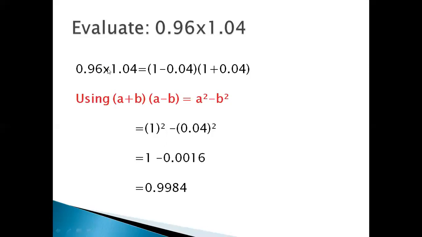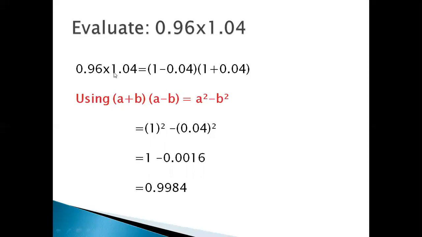Now we have two numbers here. Previously, we had only one number and we had to break that number. We have two numbers here, so we will break both of them in this format, a plus b, a minus b. For that, take the biggest number first. Always break the first, biggest number, and then break the smallest number. Here we have 1.04.